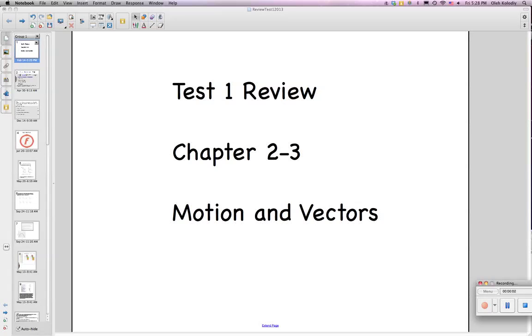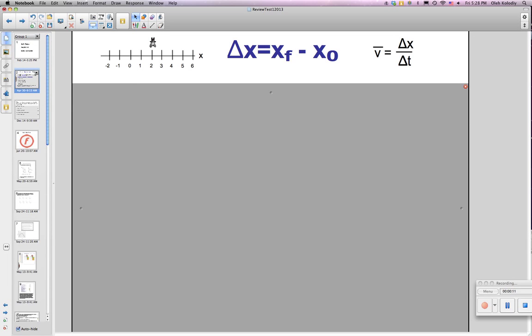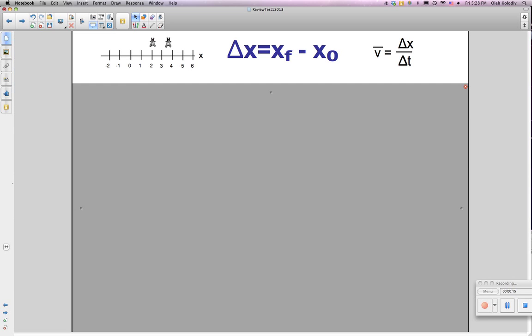This is a review for the first test, which is mostly in chapters 2 and 3. So we began the course with talking about something called displacement. If an object moves from one position to another position, then there's a change in position, or displacement, which is the final position minus the initial position. And that change divided by the time is just the average velocity of the object.